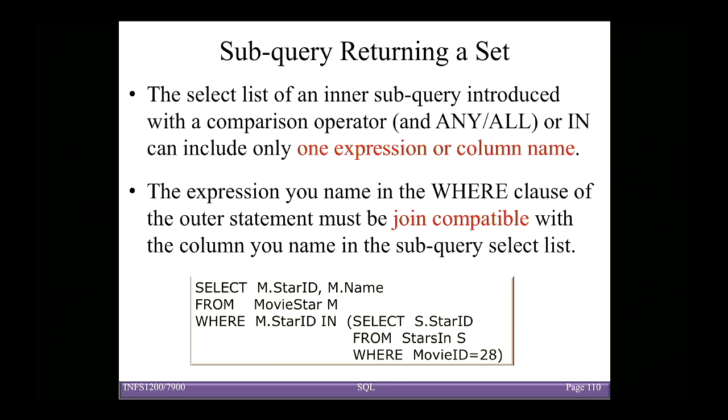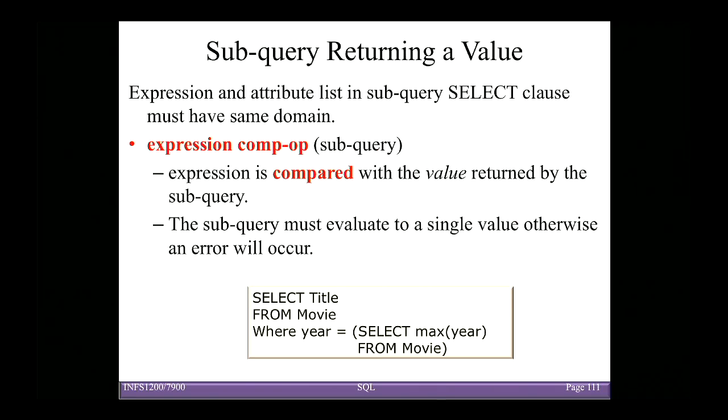Okay. So, subqueries that return a value. So far, we've looked at subqueries where the inner query is returning a set of values, and then you're doing some sort of membership checking. It could also be the case that the inner query is going to return just one value. For example, the subquery could be select max year from movies. It's going to give you the max year, and then you're going to say where year equals that max thing.